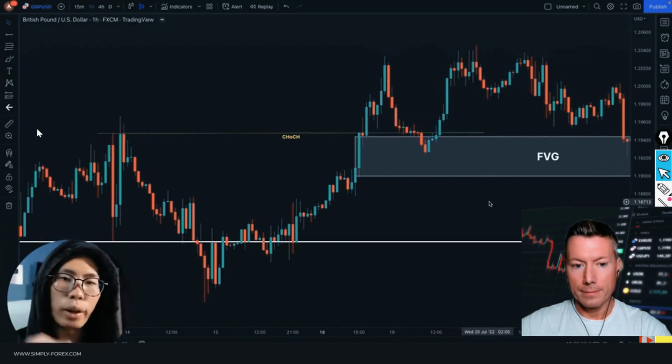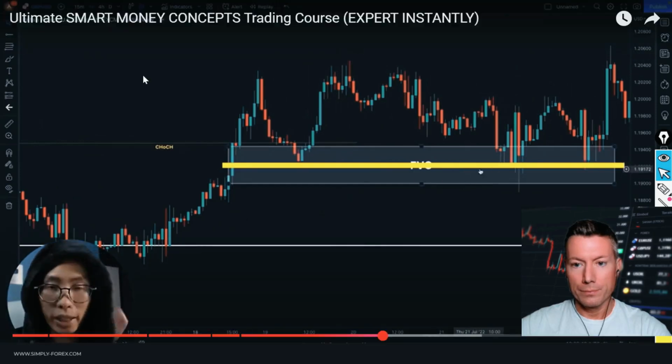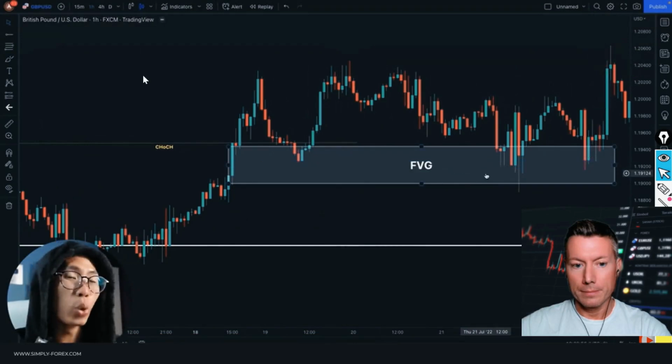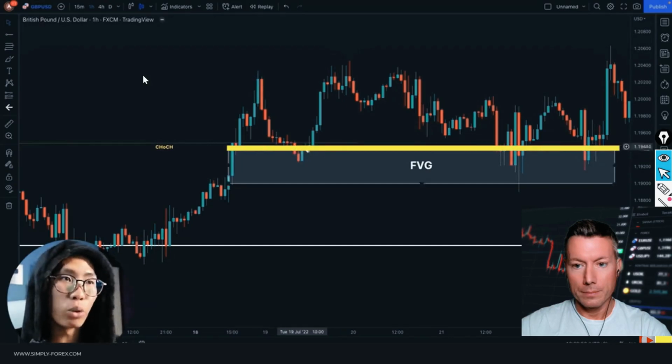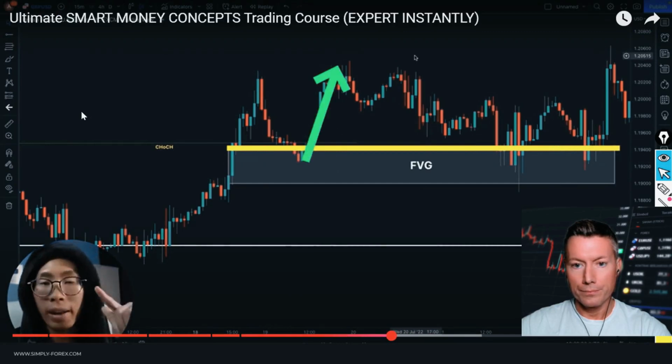So I want you to know that price can come to the middle of the fair value gap, reject it, and then continue going up. But at the same time, remember, price can do anything it wants. So price can also touch the fair value gap, which is like this area here, just touch it and reverse and head back up.